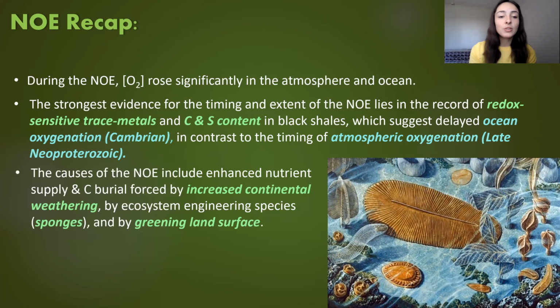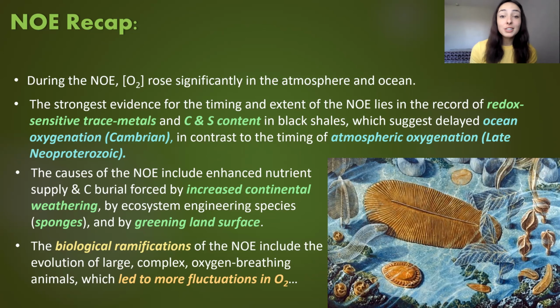But in this video, we also went over the causes of the NOE, which included enhanced nutrient supply and carbon burial forced by increased continental weathering, which was likely due to the greening of the land surface as well as Rodinia breakup. And then we also talked a little bit about ecosystem engineering species such as sponges. Lastly, we talked a little bit about the biological ramifications of the NOE, which included increased biodiversification and the evolution of a large complex oxygen-breathing animal life, which subsequently led to more dynamic oxygen fluctuations in the atmosphere and oceans. And again, this is all leading up to the next video over the Paleozoic oxygen history.